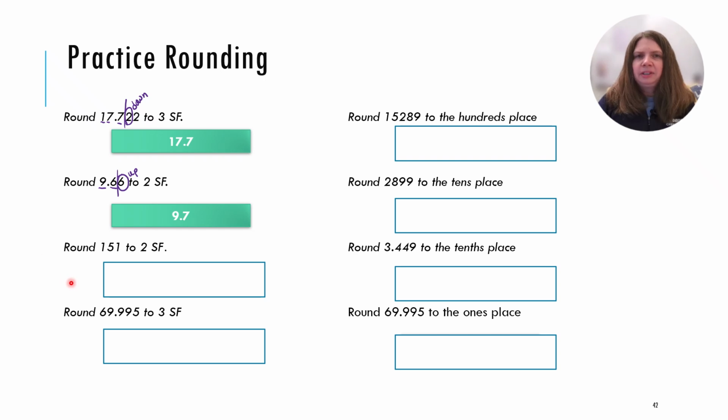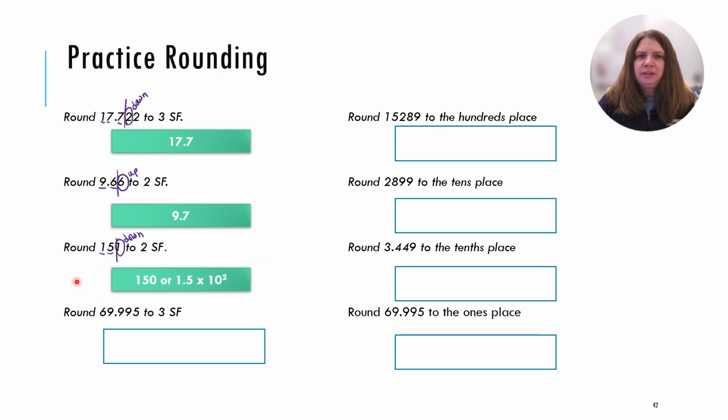Next, round 151 to 2 significant figures. The first 2 digits are 1 and 5. To preserve the place value, we must include a trailing 0, giving us 150. To avoid ambiguity, this value can also be written in scientific notation as 1.5 times 10 squared.